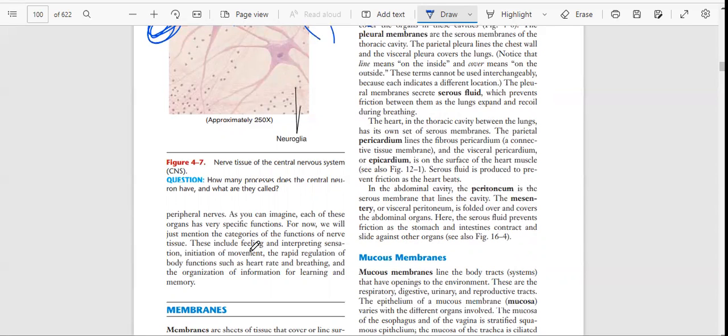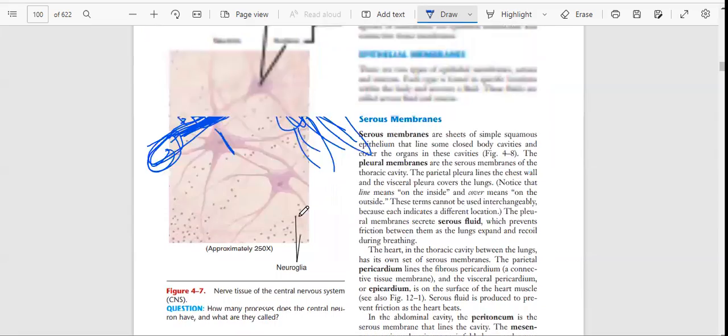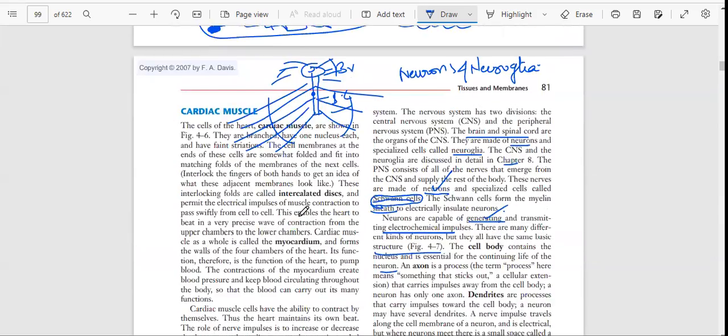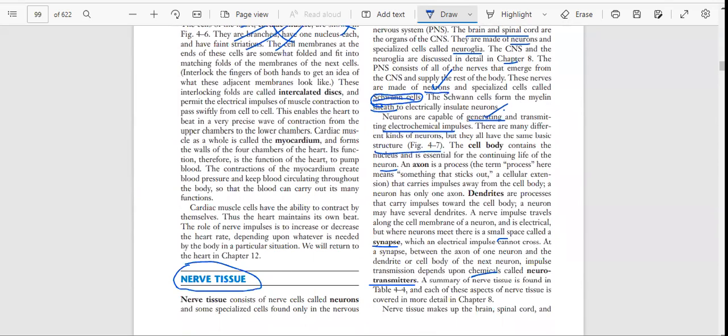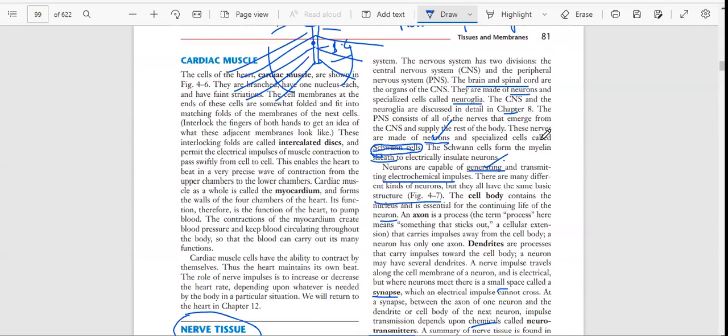Okay, and the body functions like heart rate, breathing, inhalation, exhalation, learning something, and memorizing something, everything will happen in our brain. So for details, we will talk in chapter 7. So in this nerve tissue we talked about how many types of system are there. We have central nervous system and we have peripheral nervous system. Central nervous system has brain and spinal cord.